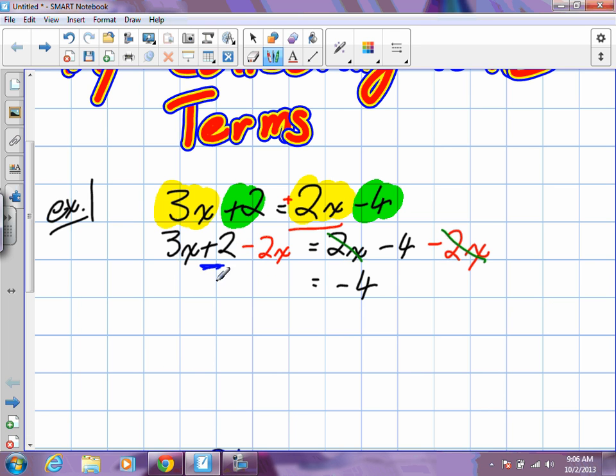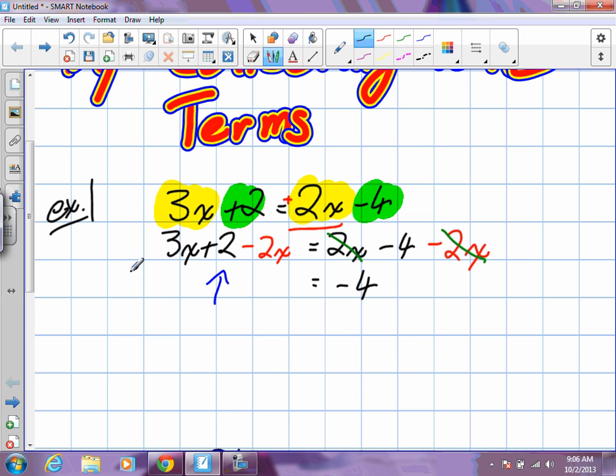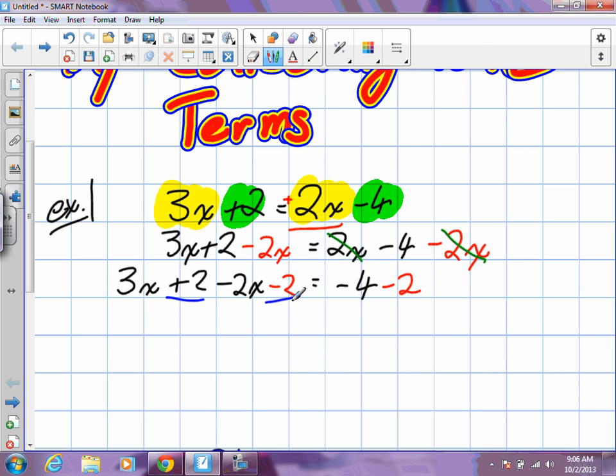In order to move positive 2 to the other side, what do we have to do? Yeah, subtract by 2, right? It's almost the exact same as before. So 3x plus 2 minus 2x minus 2. Look, they're not beside each other, but it doesn't mean they can't be combined. I'm moving this 2x to the other side. I'm trying to have only like terms on the left and constants on the right.